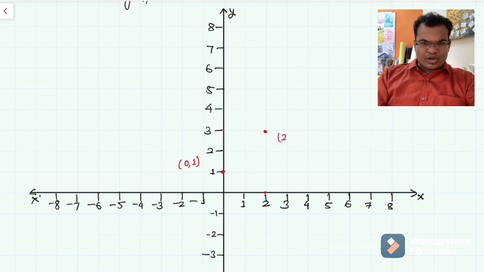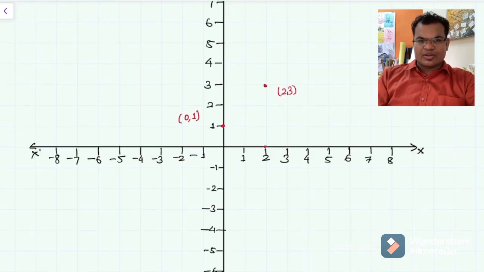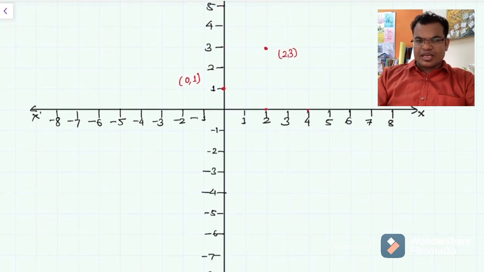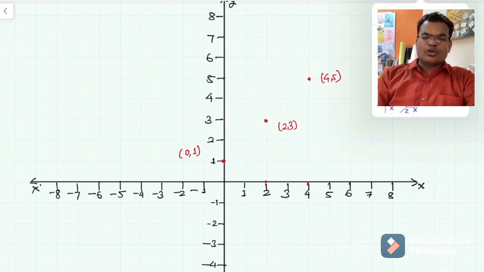My intersecting point of x and y will be a 2. Okay, 2 comma 3. The second value and the third value, last one is 4 comma 5. The last one, 4 on the x-axis, 5 on the y-axis. So the intersecting point will be 4 comma 5. This is my highlighted point. So 4 comma 5. All the 3 points I have mentioned, I have plotted on the graph.